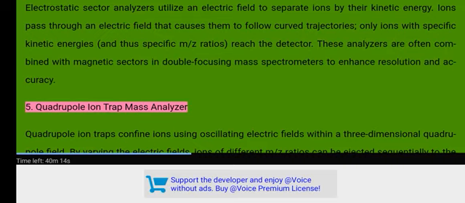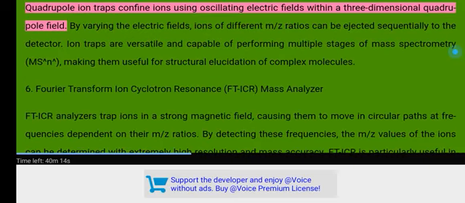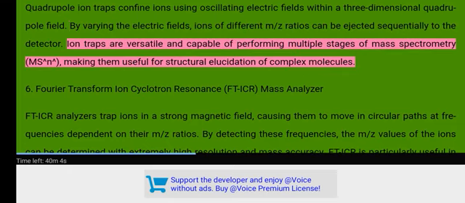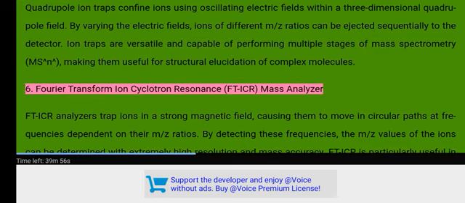5. Quadrupole ion trap mass analyzer. Quadrupole ion traps confine ions using oscillating electric fields within a three-dimensional quadrupole field. By varying the electric fields, ions of different m/z ratios can be ejected sequentially to the detector. Ion traps are versatile and capable of performing multiple stages of mass spectrometry (MSn), making them useful for structural elucidation of complex molecules.